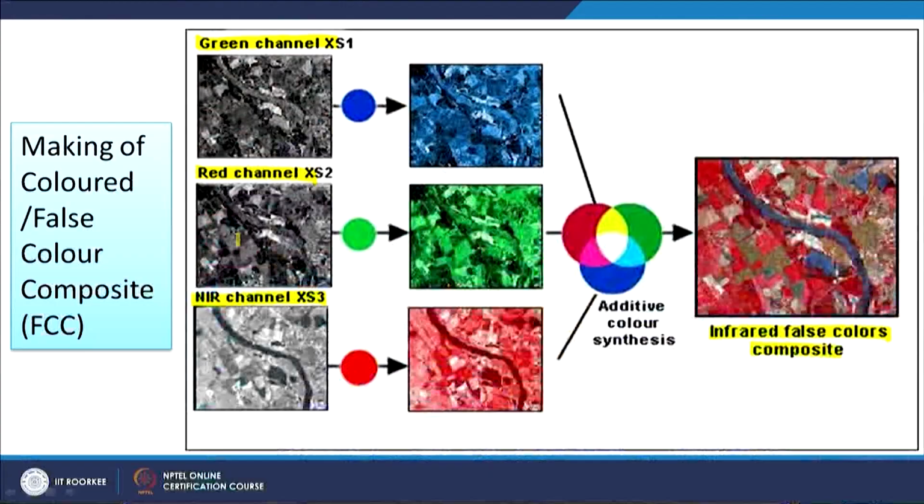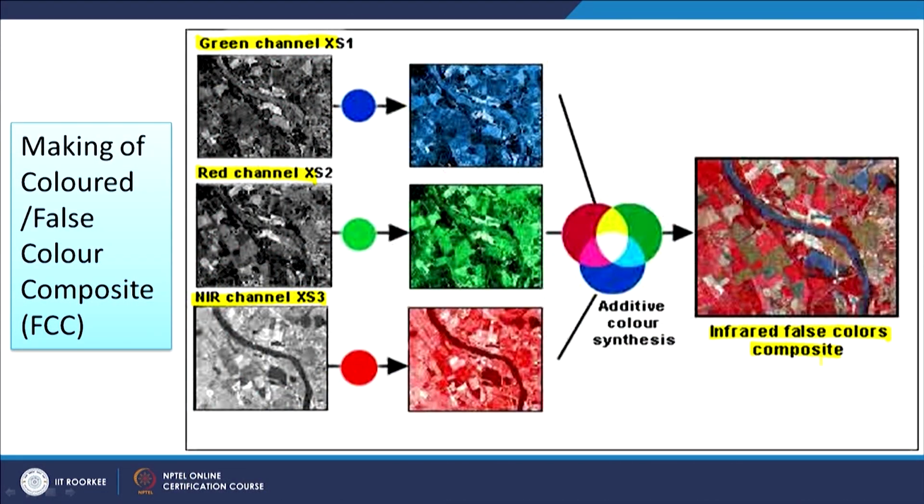So, this channel has been assigned red color, whereas the red channel of the visible part of the EM spectrum has been assigned green color, and the first one, the green, has been assigned blue color. Now, when we combine using this additive color scheme, what we get is a false color composite.